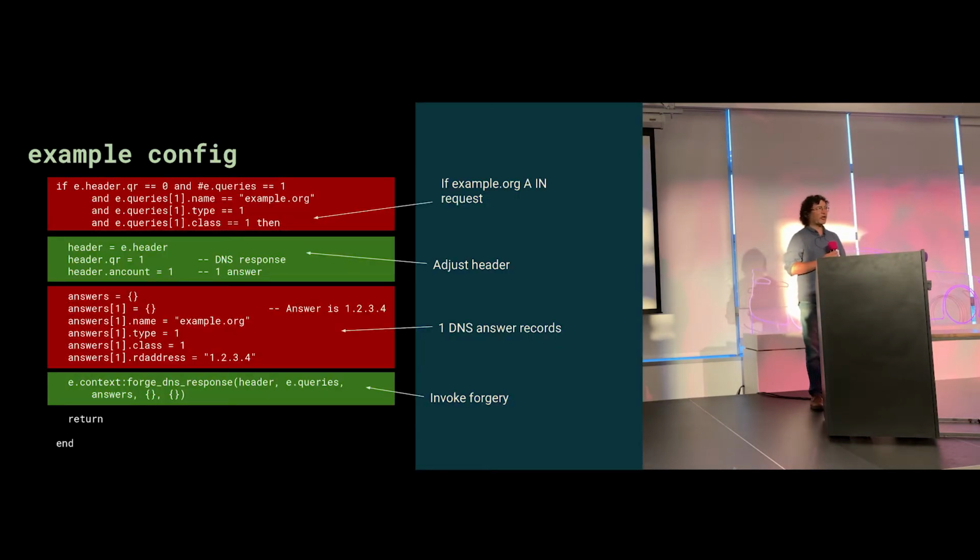Just to give you a flavour, we're not going to go through this in line-by-line detail, but this is what an example Cyberprobe configuration looks like if I want to do DNS spoofing. It's 20 lines of Lua. It's not a lot of work to put this together. This particular example says if we see a DNS request, for example .org, then we're going to send back a response, spoof a response that says the address is 1.2.3.4.